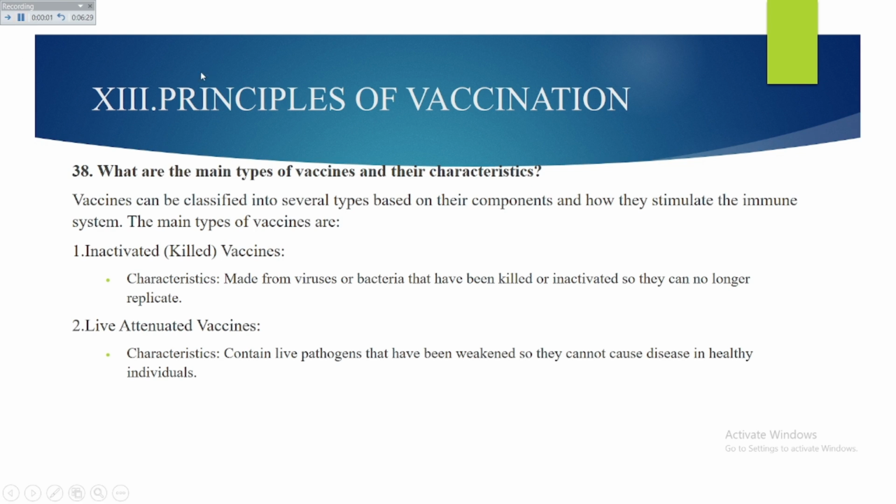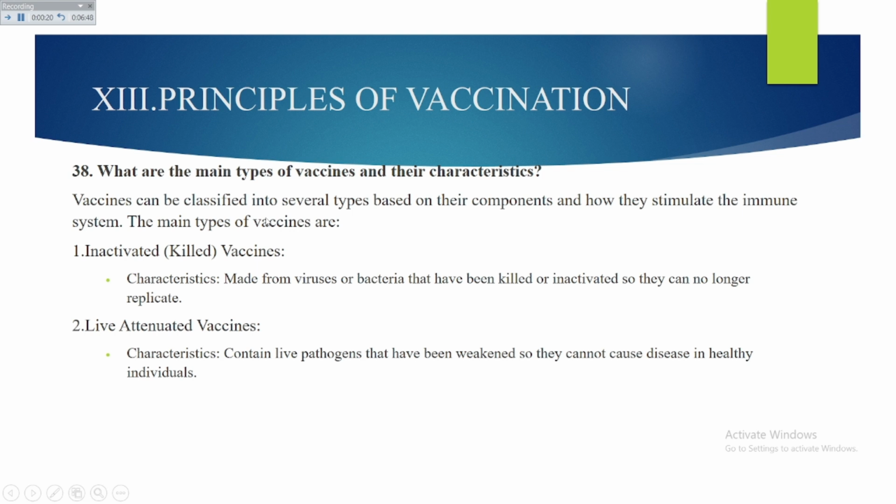So let's move on to our second title, which is the principle of vaccination. To understand it well, these questions are going to help us. We are going to deal with the many types of vaccines and their characteristics.